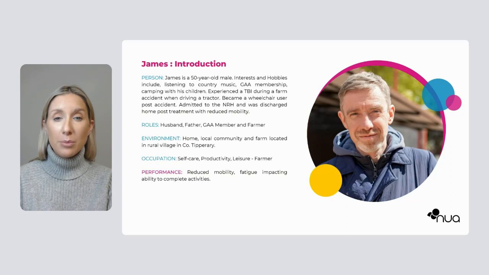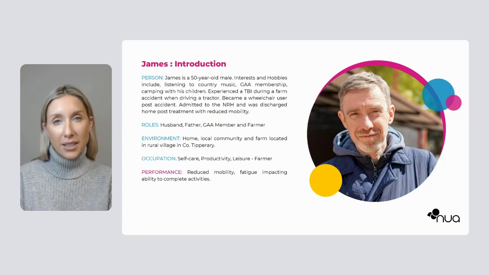James's main roles are that he's a husband, a father, a member of the JA Club, and he's also a farmer. In terms of the environments, James accesses his home, the local community, and his farm, which is located in a rural village in County Tipperary. In relation to James's occupations, he engages in the usual self-care, productive and leisure occupations associated with being a 50-year-old farmer. In relation to performance, it's reported that he presents with reduced mobility, and he experiences fatigue that impacts his ability to complete activities.